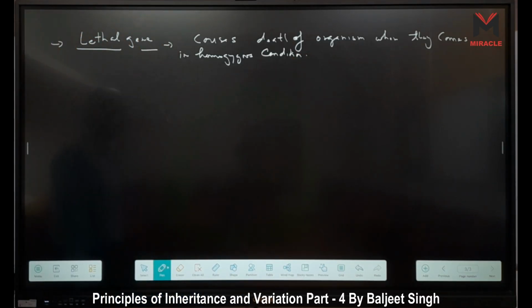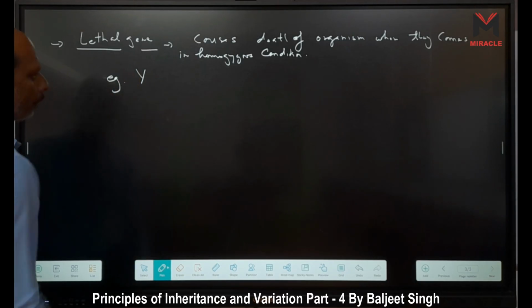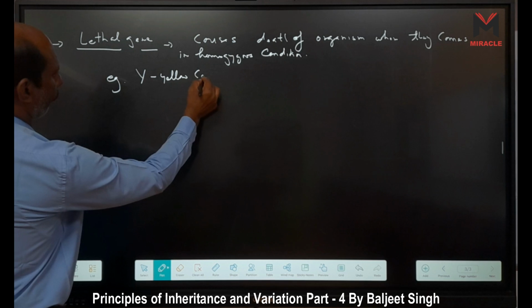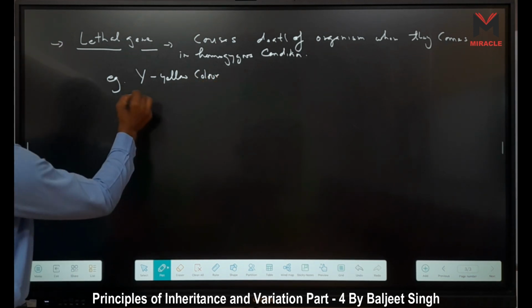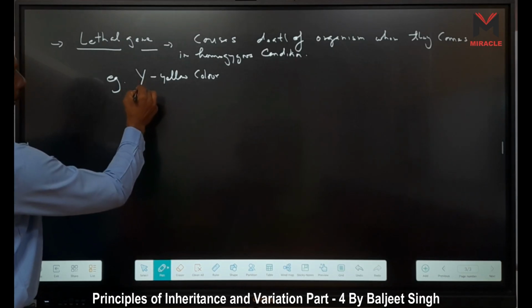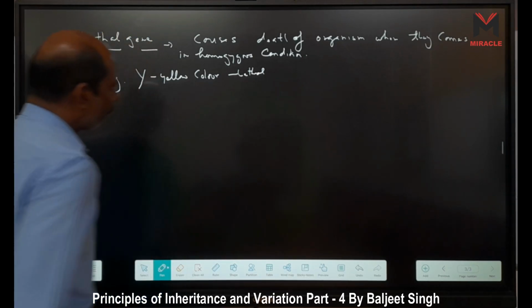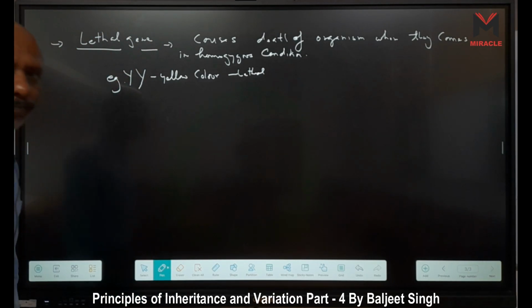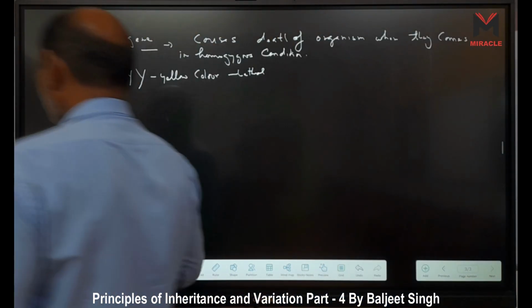They are called lethal genes. As for example, Y, yellow color in mice. This Y is lethal when it is present in homozygous condition. Okay, this is for yellow color.